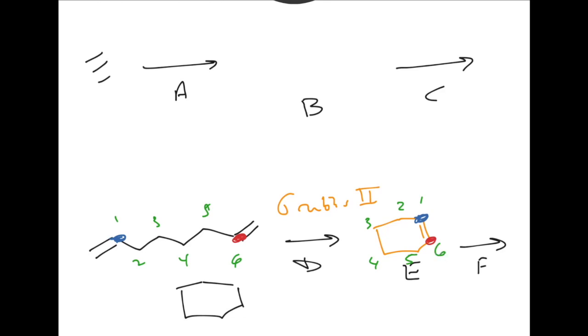So now I'm getting rid of my double bond. Right? So from E to F, I get rid of my double bond. So how do I get rid of a double bond?